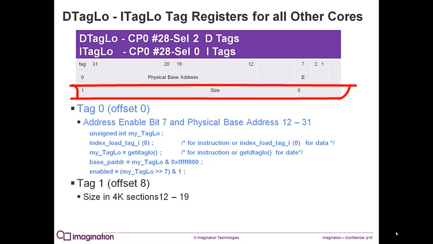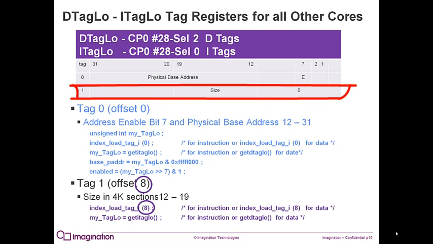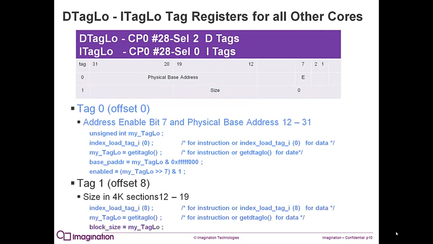Tag 1 contains the number of 4K sections of the scratchpad blocks in bits 12 through 19. Get the tag the same as before, but this time use offset 8. Use the value for the block size in bytes.